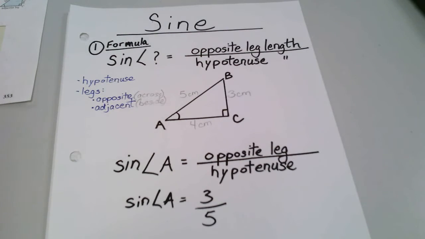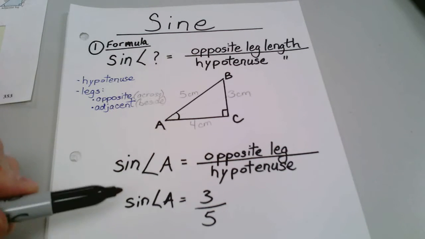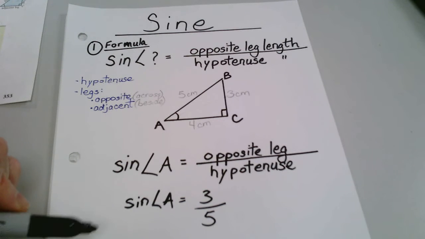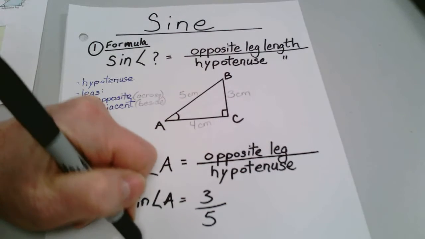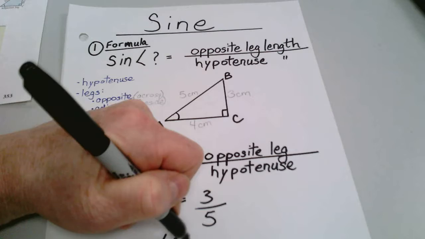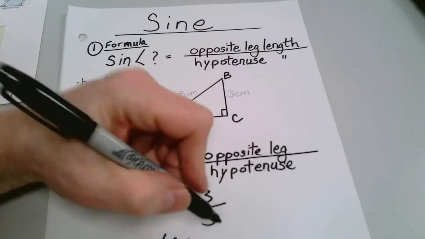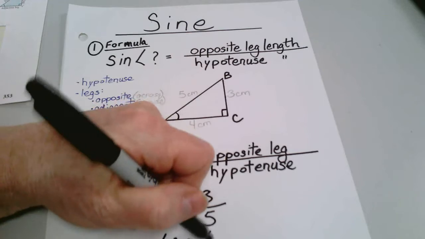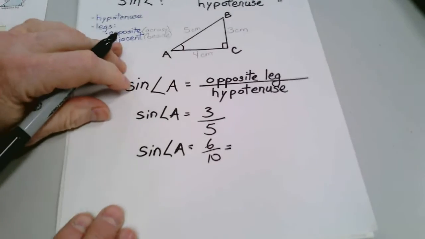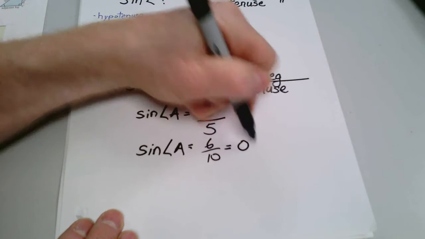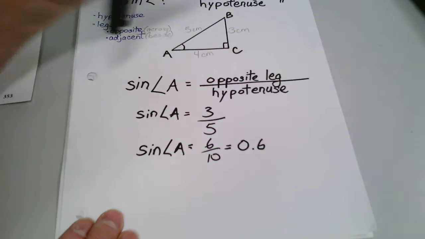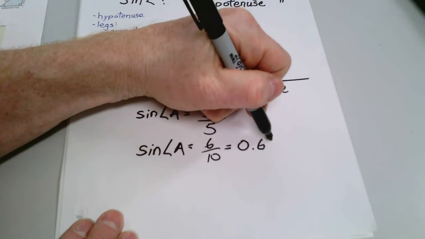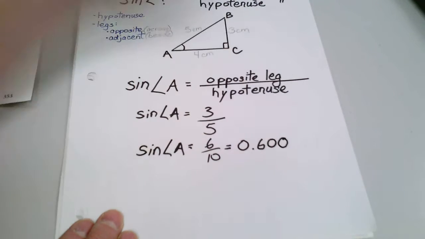Now sine, the way they always do it, the official way, is to give it as a decimal to 3 decimal places, or to the thousandth. So we know that this one's not that tough. We don't have to divide it because we know it does go over 10. 6 over 10, which equals 0.6. 6 is in the 10th spot. But because they officially want it to 3 decimal places, we simply add zeros.